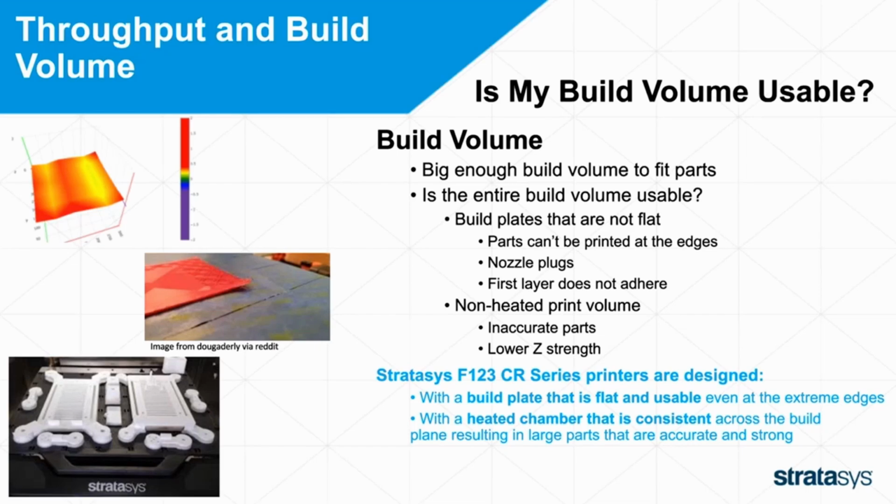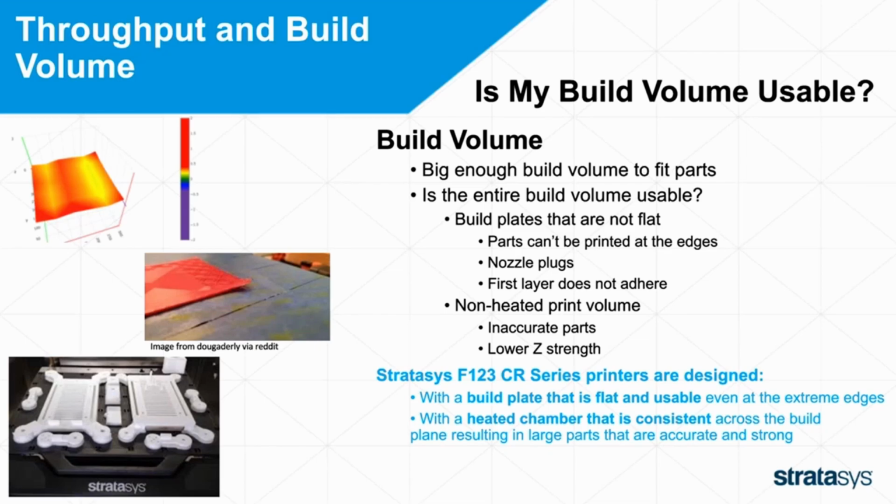The other thing to consider is that a non-heated print volume means that you can't print as large parts as you want. We talked a little bit earlier about the advantages of a heated build volume. Essentially, as you get larger in a non-heated print volume, you are going to get inaccurate parts and lower Z strength. So if you want to print large parts that are accurate and strong, you need a heated build volume. That means parts that you print in a non-heated build volume, you're going to have to reduce the size of, because of build plate flatness and because of the non-heated print volume.